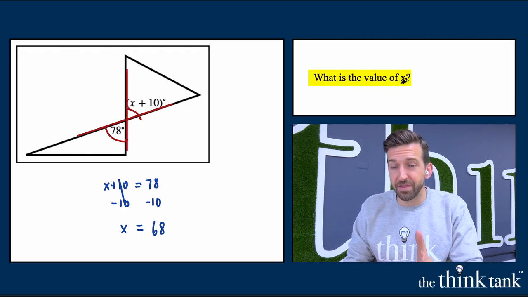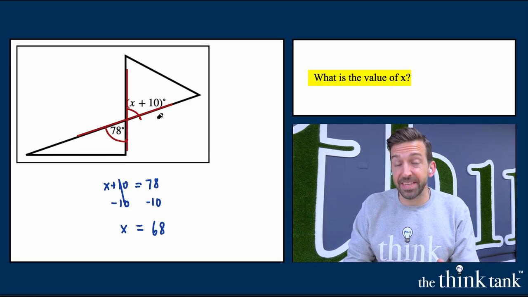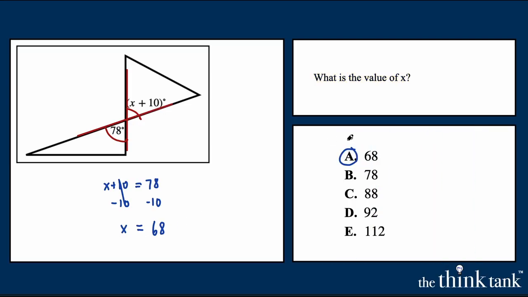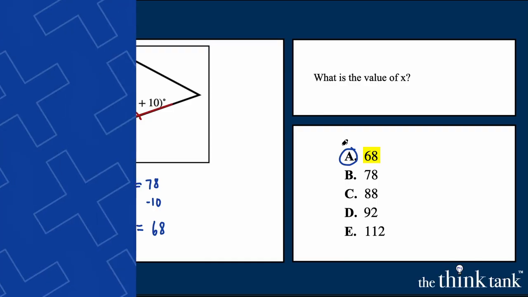So the question, what's the value of x, the variable, is based on our finding the x in the diagram and noticing the vertical angles. We found out that x is equal to 68, so our answer is A. And if you got it, good thinking.